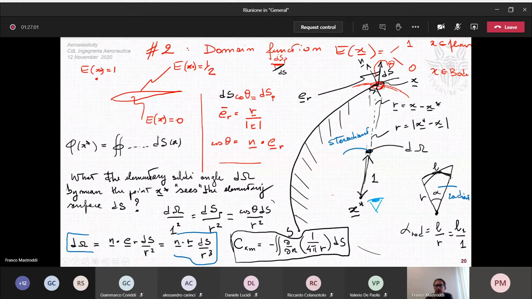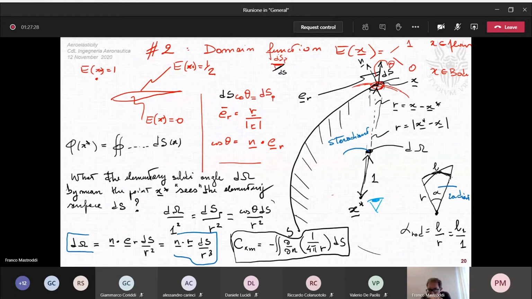And that's all. Okay, so this solid angle, d omega, is the scalar product between n dot r, by dS divided by r, the distance, to the power 3. Point, period. This is what we have found, okay?